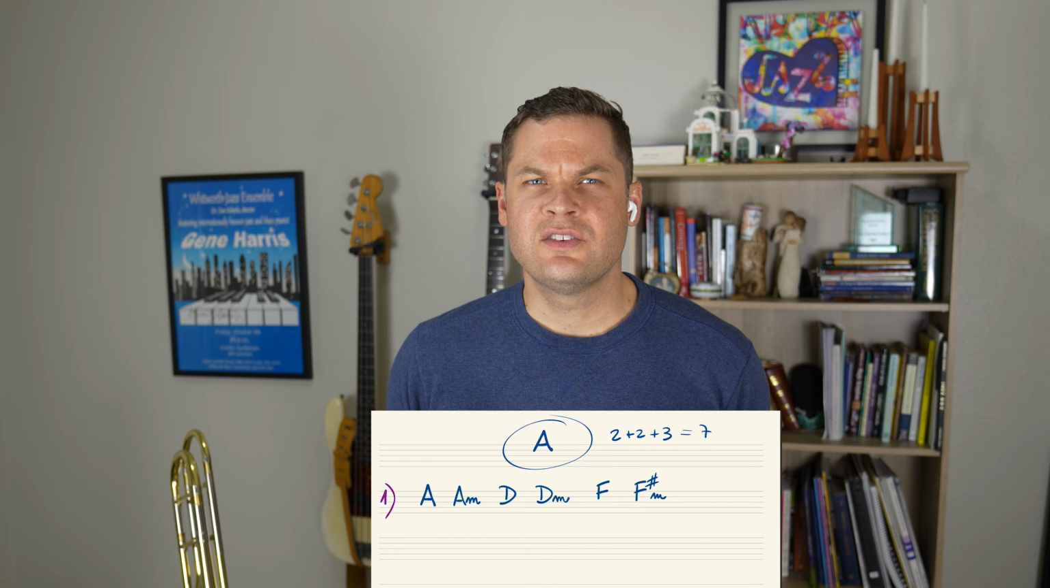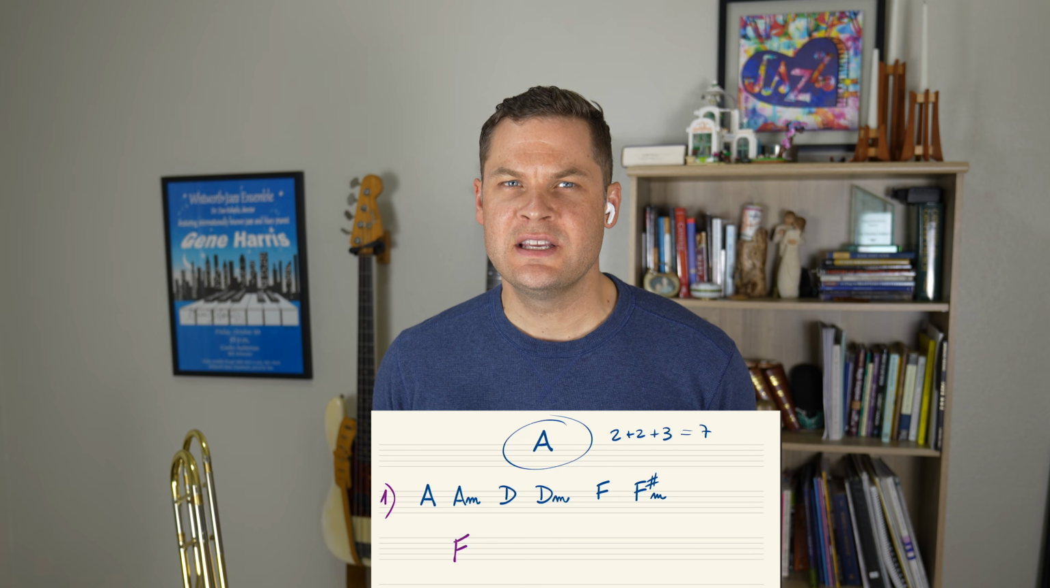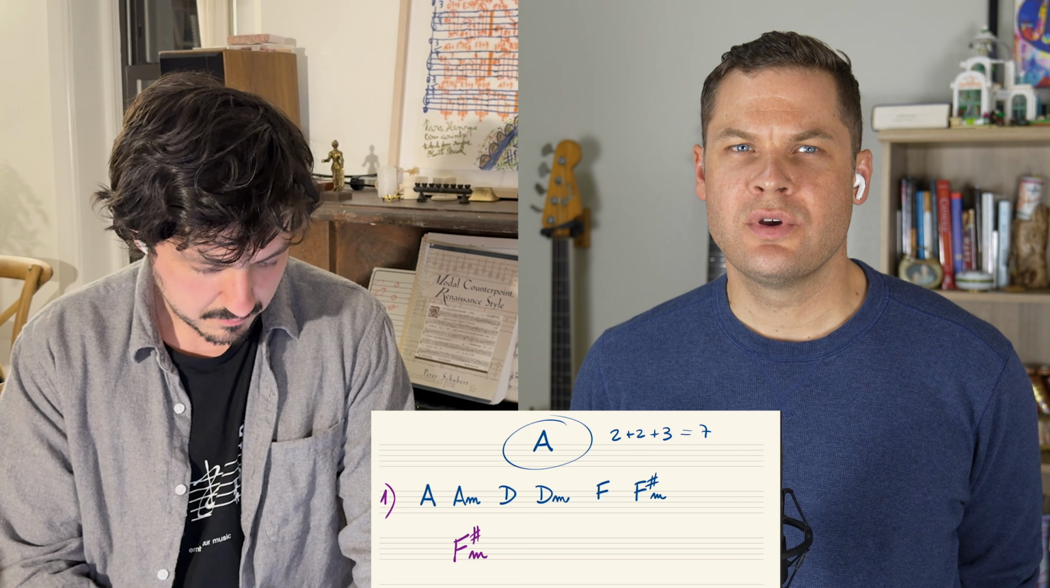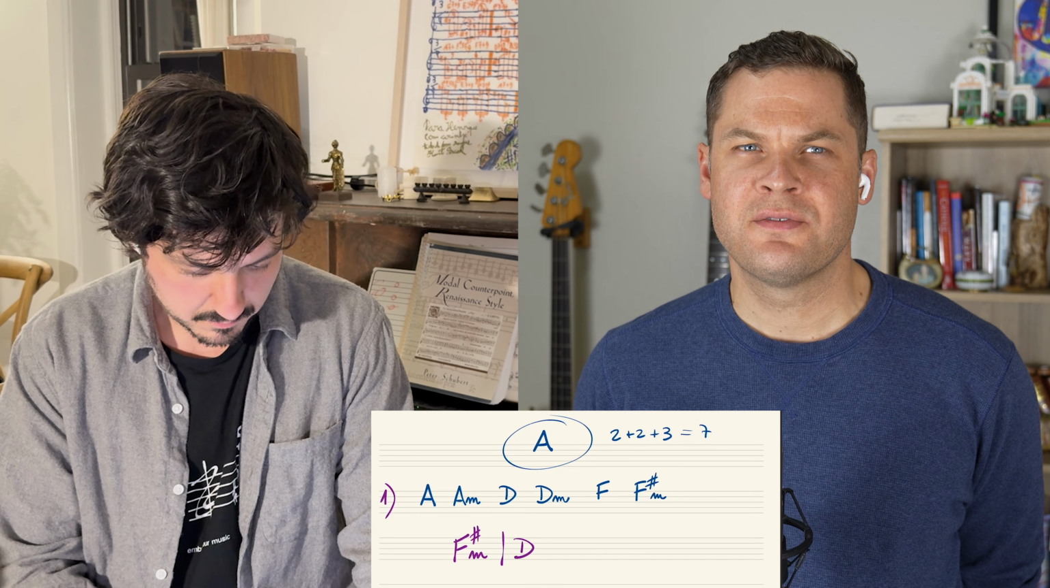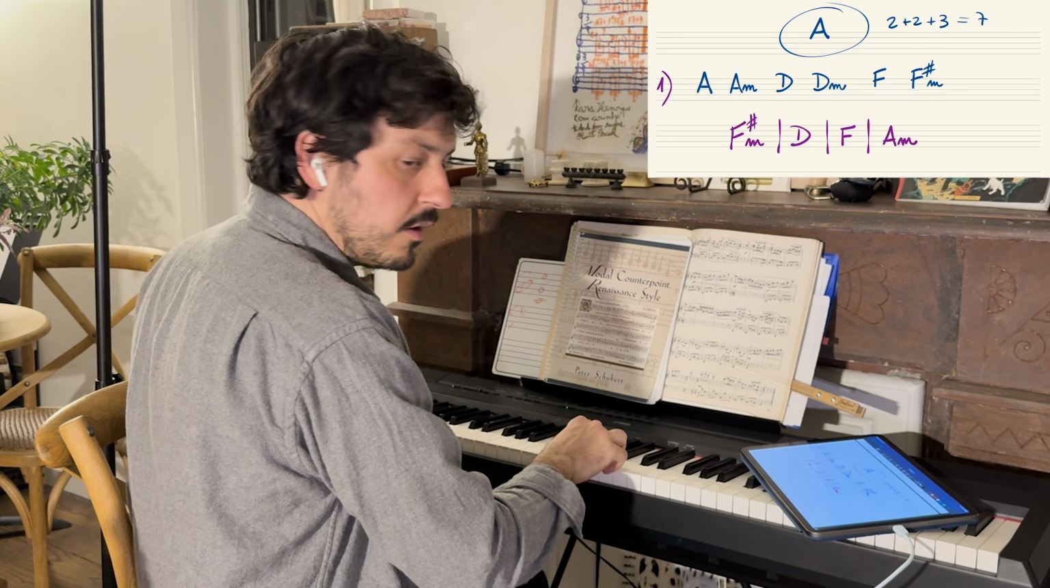Great, Tim. Now with this group of chords, can you come up with a random collection of 4 chords? Create a progression of 4 chords. All right, let's start with F sharp minor. We'll go to D. Then we'll go to F. And then A minor. Here we go.